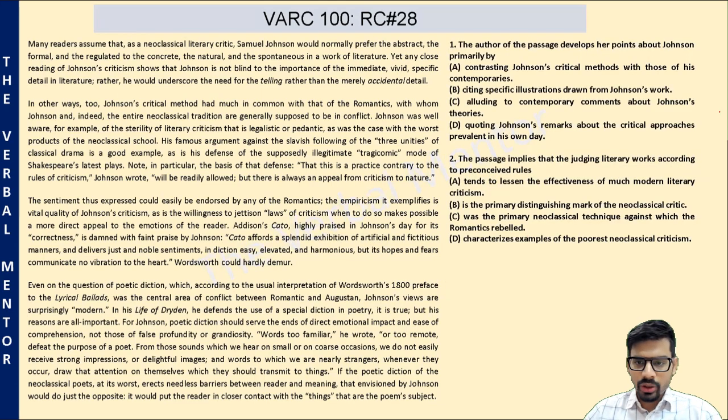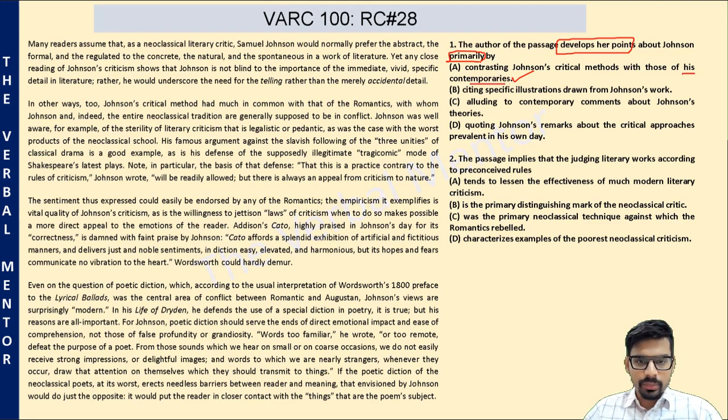Question number 1. The author of the passage develops her point of view about Johnson primarily by doing what? Option A, by contrasting Johnson's critical methods with those of his contemporaries. Now, a tempting choice, this is correct. Time and again, the author has given us a comparison between Johnson and other neoclassical critics, that is his contemporaries.